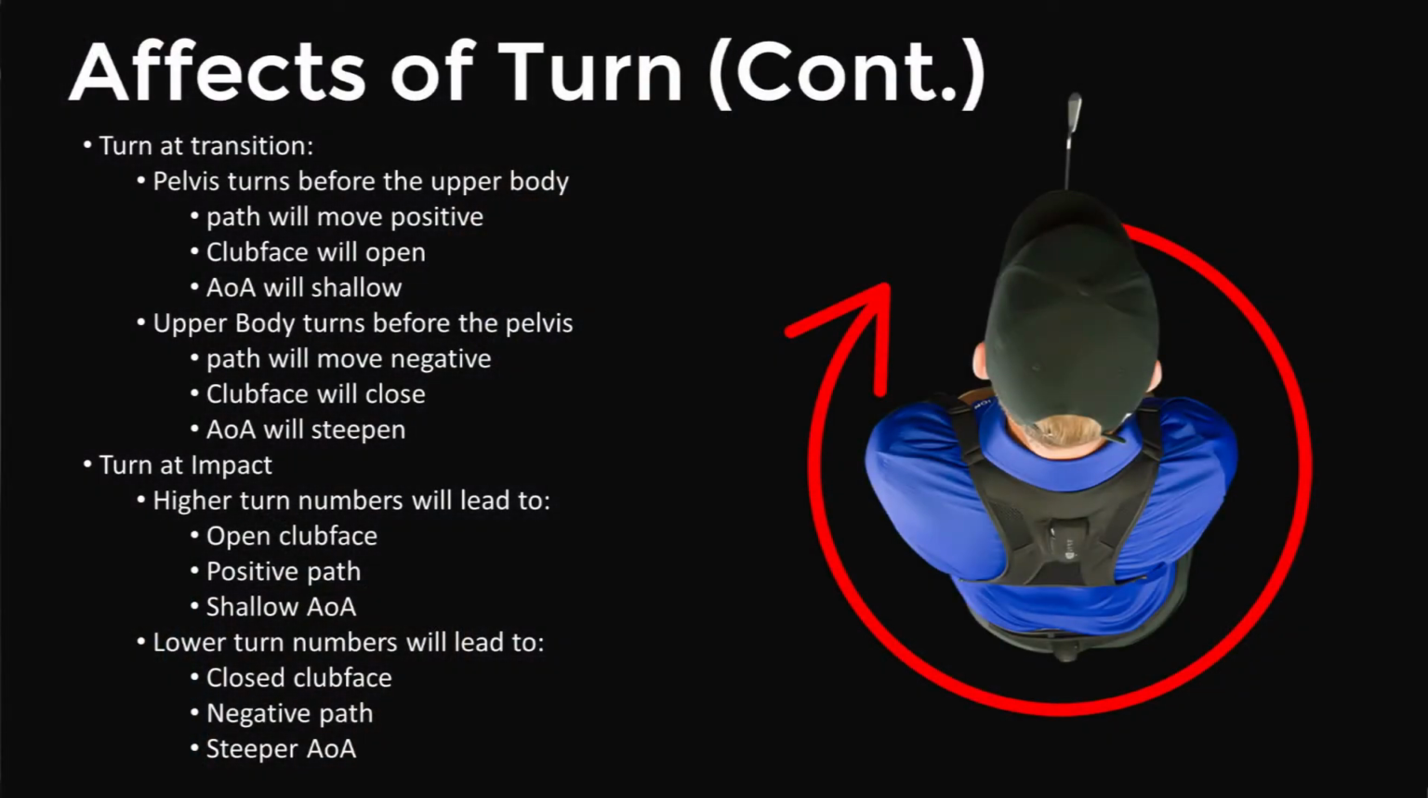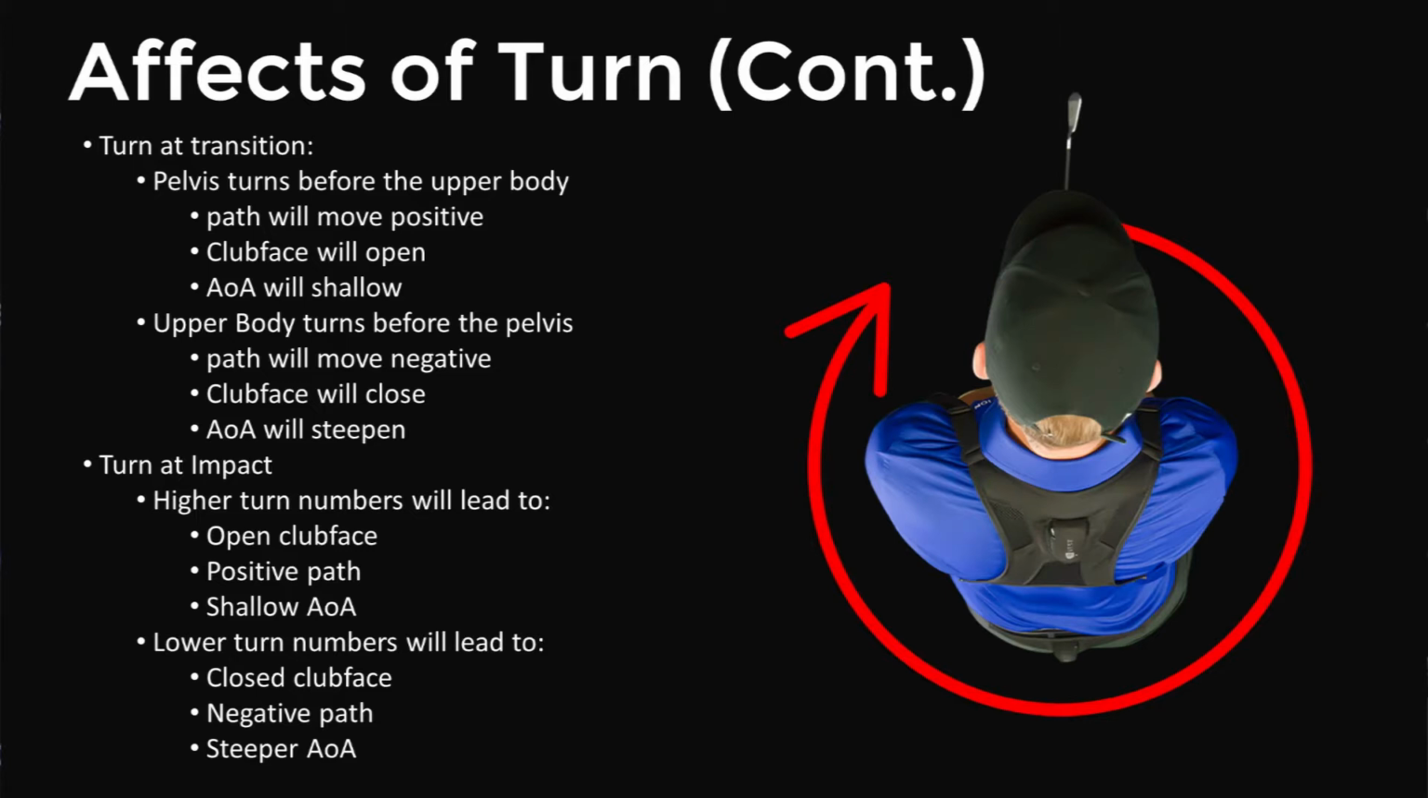Bit more on turn. So turn at transition. We talked about transition. Jason just mentioned how things are going to change a little bit about what happens in that phase. So if the pelvis starts to transition before the upper body, the path will start to move more positive, the club face will open a bit, and the angle of attack will shallow out. Okay? On the opposite side, you get your players that are over the top, let's say, and the upper body is going to transition before the pelvis. Path is going to go more negative. It's going to start to go outward too soon. The club face will close and the angle of attack will steepen.